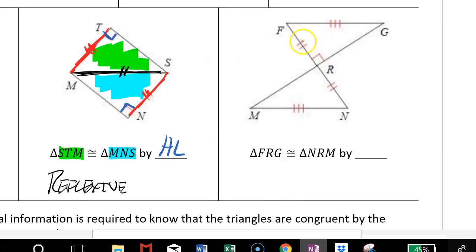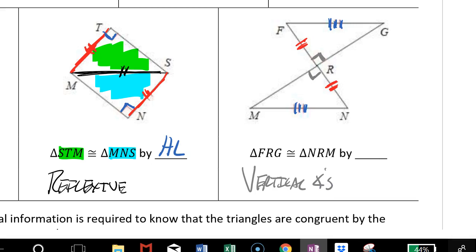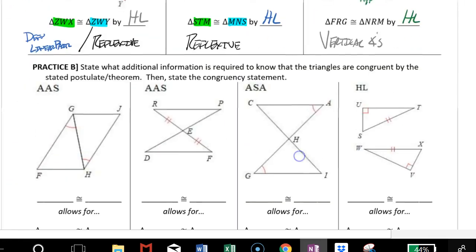Last example from the diagram, we're given two sets of congruent sides, and we're given one right angle. Well, we also know that this is a right angle by vertical angles. So looking at my two triangles then, we're given a right angle and two sides, specifically the hypotenuse of both of these right triangles. So this is once again hypotenuse leg triangle congruence.